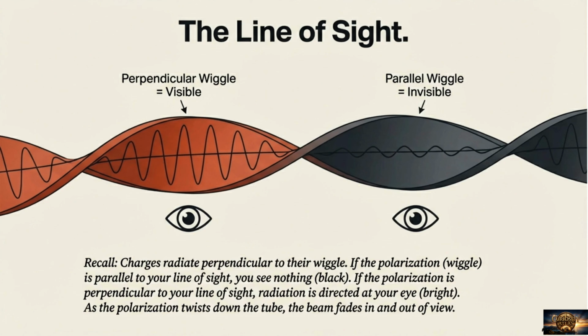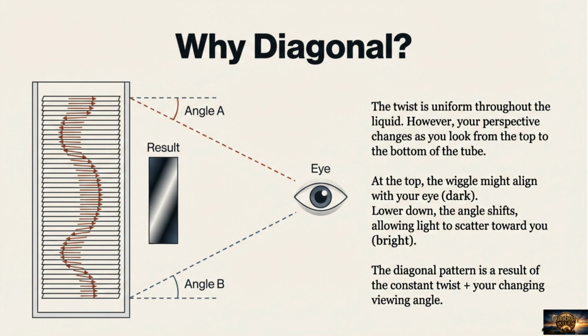If the polarization is parallel to your line of sight, the light is invisible. If the polarization is perpendicular, radiation is directed at your eye, and the beam is bright. As the polarization twists, the beam fades in and out. The polarization twist is uniform, but your viewing angle changes as you look down the tube.